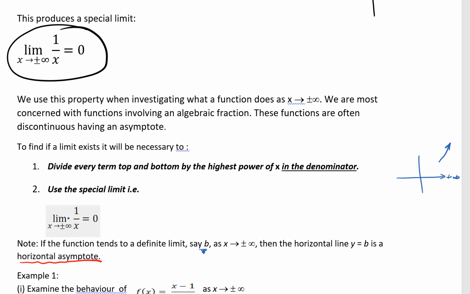How do we do that? We've got 2 very important steps. One, to find the limit, you must divide every term, top and bottom, of your function by the highest power of x in the denominator. And step 2, then you just use this special limit here. Like I said, as we work through some examples, it'll become more obvious what these steps actually are.